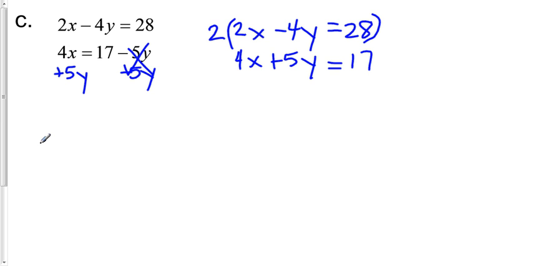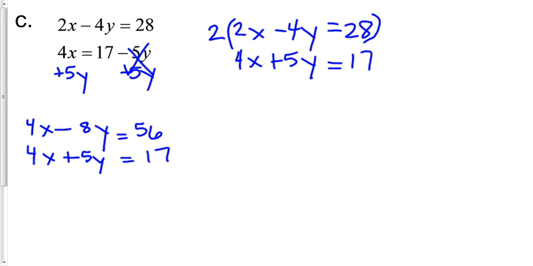So again, I'm going to rewrite my system. 2 times 2x is 4x, minus 2 times 4y is 8y, and 2 times 28 is 56. Second equation, I'm just going to rewrite so that everything's lined up. 4x plus 5y equals 17. And we'll go from here.